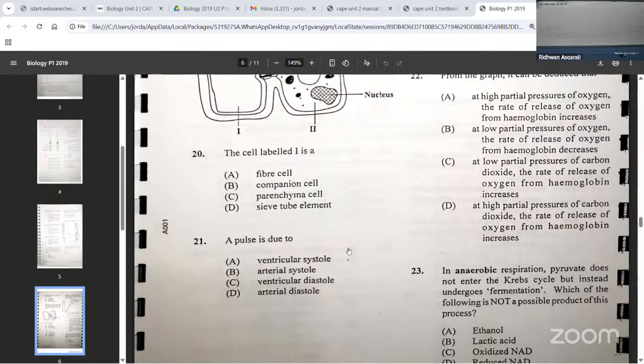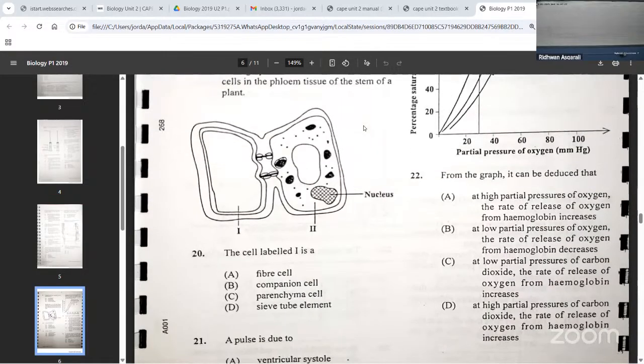A pulse is due to which one of these? Ventricular systole, ventricular diastole, arterial systole, or arterial diastole. Ventricular systole, that's correct, right? So remember, ventricular systole is the contraction of the ventricles. And your ventricles in your heart are much thicker, so it produces a much greater force. So that pulse you have is due to the ventricular systole, right? That beat is from ventricular systole.